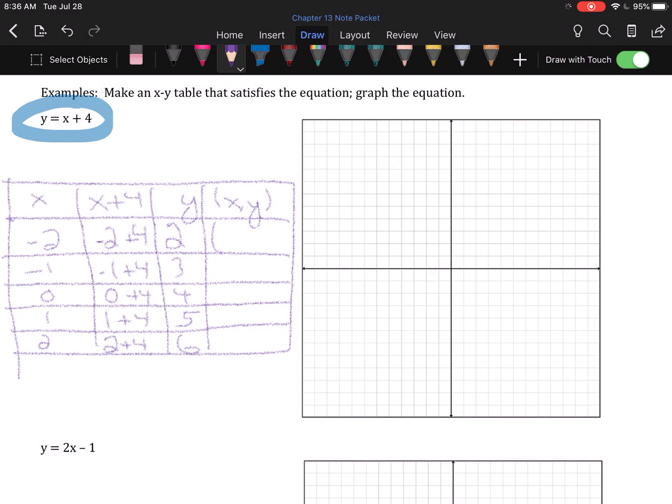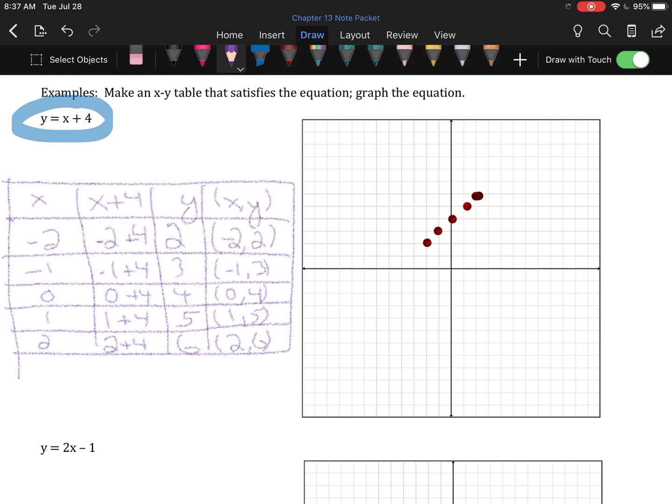The ordered pairs, then, are just the numbers from the X and the Y column. The first ordered pair is -2, 2. Second is -1, 3. 0, 4. 1, 5, and 2, 6. Graph the equation. That means we've got to plot the points. So -2, 2 is left 2 up 2. -1, 3 is left 1 up 3. 0, 4 is stay in the middle, go up 4. 1, 5 is right 1 up 5. And 2, 6 is right 2 up 6.